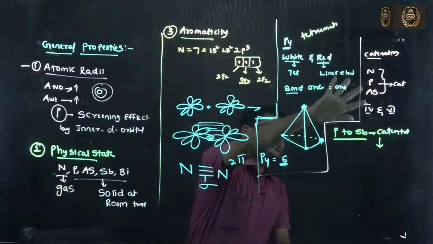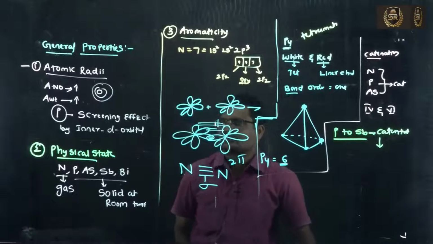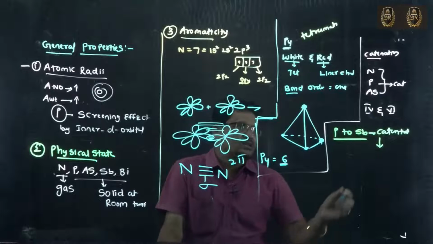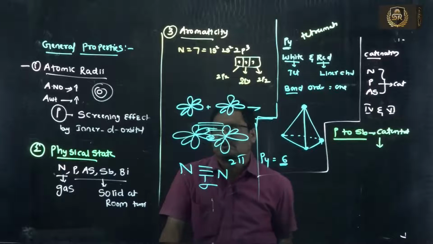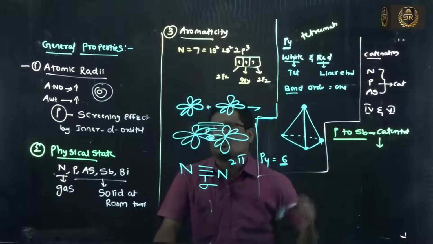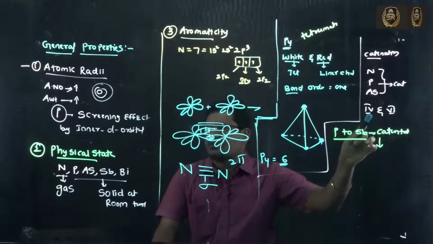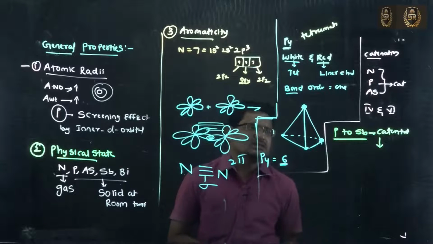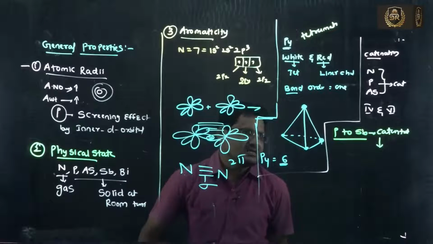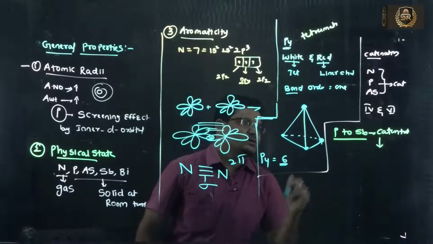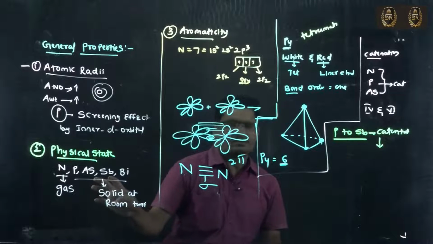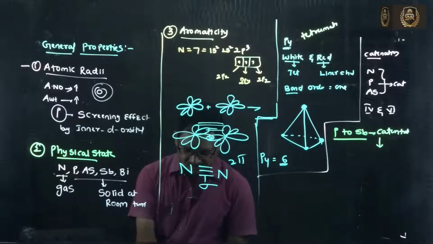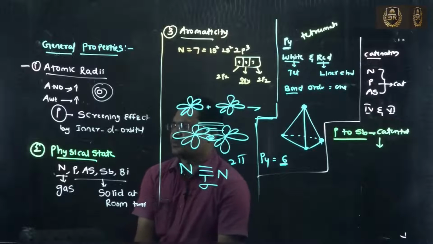Catenation. The first 3 elements of the fifth group show catenation properties. Nitrogen, phosphorus, arsenic form catenated compounds, but less than the 4th and 6th group elements. That means 4th group elements have more catenation power, and 6th group elements also have more catenation power. That's why catenation power decreases from top to bottom, from phosphorus to antimony. After the catenation topic come general properties.